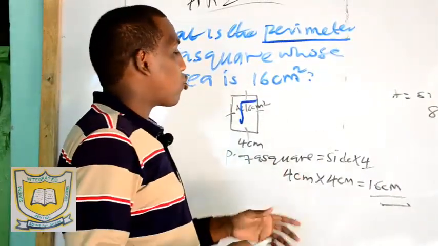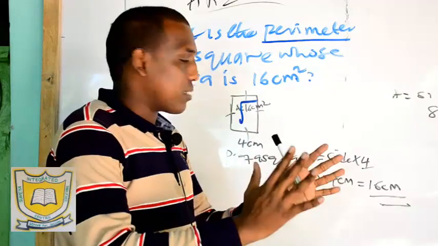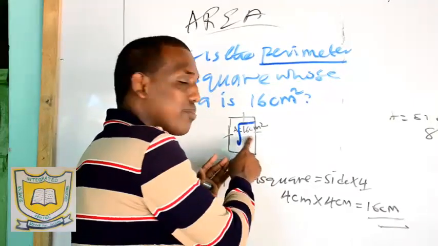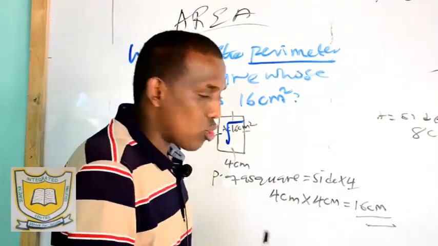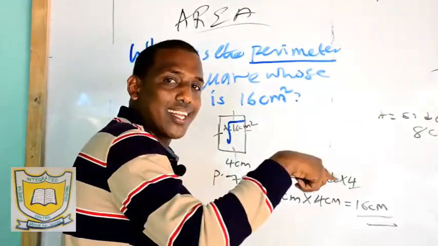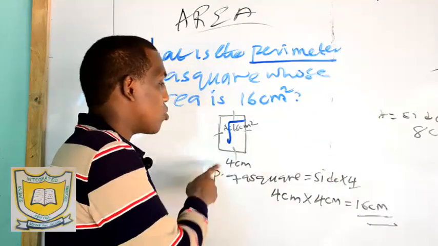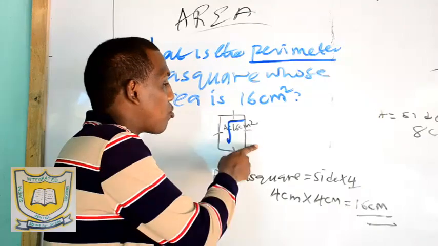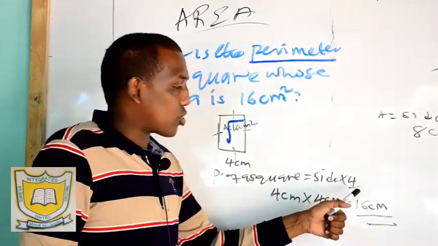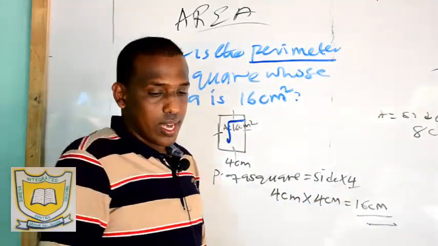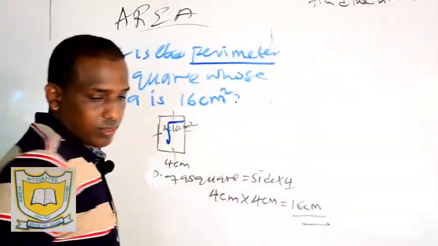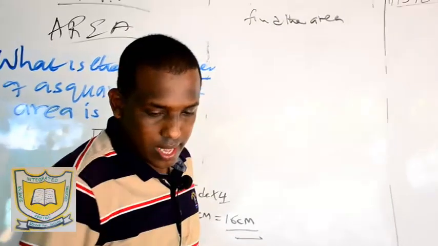So side times 4. In short, when you are given an area, to get the side, you square root. When you are given a perimeter, to get the side, you divide it by 4. So now it's area, square root. Square root of 16 is 4. So when you get 4 now, for the perimeter, you add 4 times, so 4 times 4, you get 16 centimeter. That's how we get that figure.